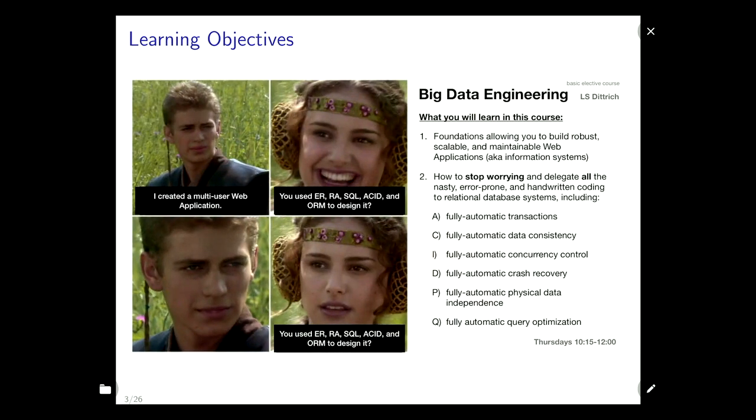So that's basically the overview of today's lecture. And that's the slide I showed on Tuesday already that summarizes. Maybe you read it a little bit. And what all these abbreviations mean, you will learn in this lecture. So don't worry if you don't understand that.